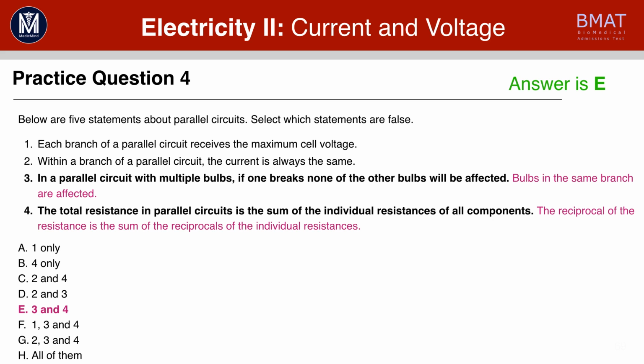4. The total resistance in parallel circuits is the sum of the individual resistances of all components. This is incorrect because it's the reciprocal of the resistance, which is the sum of the reciprocals of the individual resistances. Therefore, the answer is E.